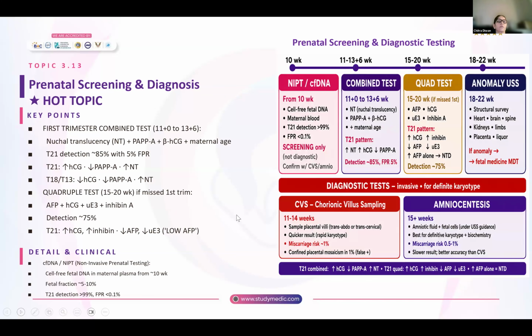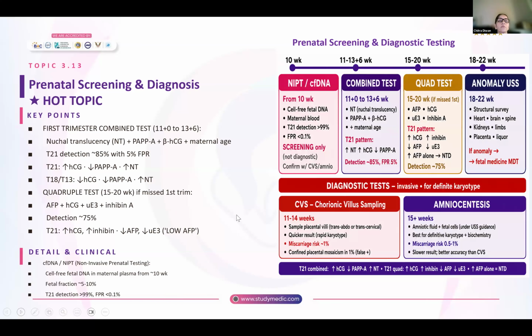Now coming to the last topic, that is prenatal screening and diagnosis. Screening for Down's syndrome is the one that is commonly asked. Now in the UK, screening for Down syndrome is offered universally. That means it is offered for all pregnant females. And you can either do it in the first trimester, or if it is missed in the first trimester, it can be done in the second trimester at 15 to 20 weeks.